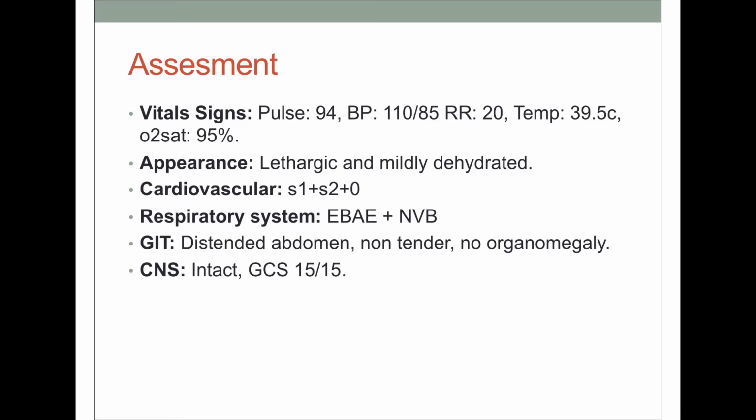So the vital signs: pulse 94, BP 110/85, respiration 20, temperature 39.5, oxygen saturation 95%. He appeared lethargic and mildly dehydrated. Cardiovascular examination normal, respiratory system examination normal, GIT distended abdomen, non-tender, no organomegaly, CNS intact, GCS 15/15.